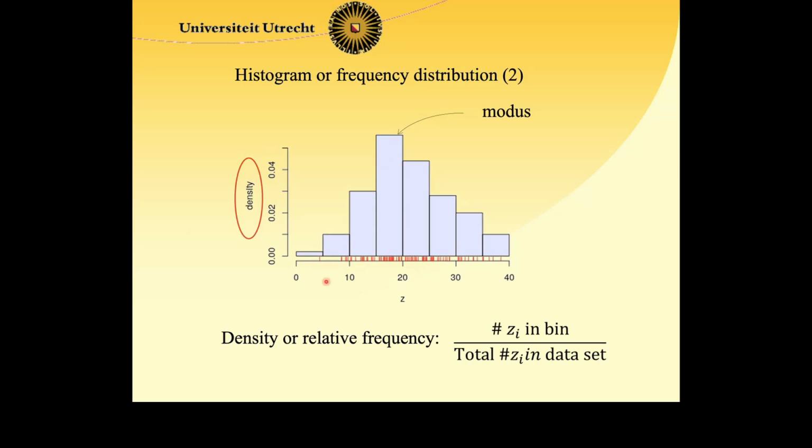Now, often one wants to normalize the number of counts per bin. You normalize it by dividing by the total number of data in the data set, and then you get a relative frequency distribution or a density. So this is either called the relative frequency or the density.